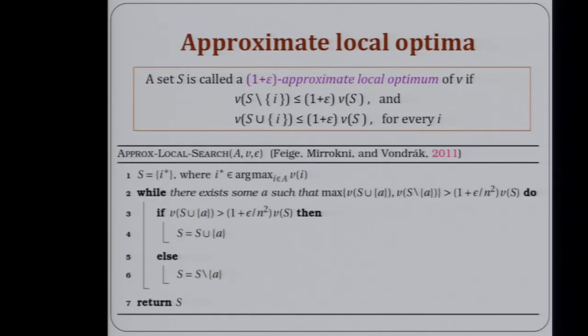In order to ensure polynomial running time, we can shoot for a 1 plus epsilon over n squared local optimum. Let's say that S is a 1 plus epsilon approximate local optimum when we replace 1 here by 1 plus epsilon. So it's not an exact local optimum, but you're close to being one. And this algorithm by Feige, Mirrokni, and Vondrak identifies in polynomial time a 1 plus epsilon over n squared local optimum.